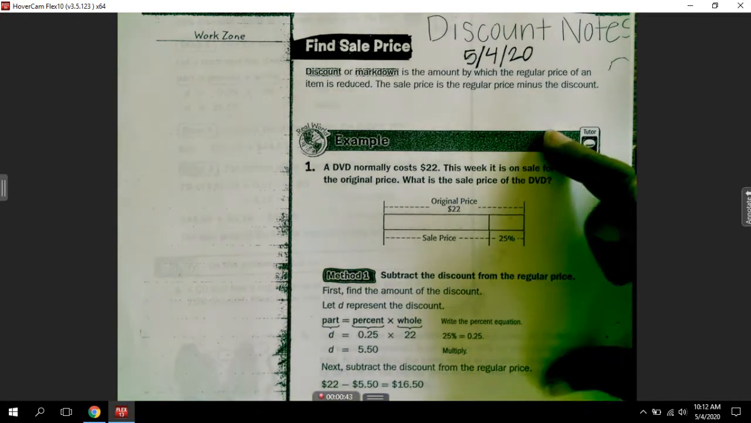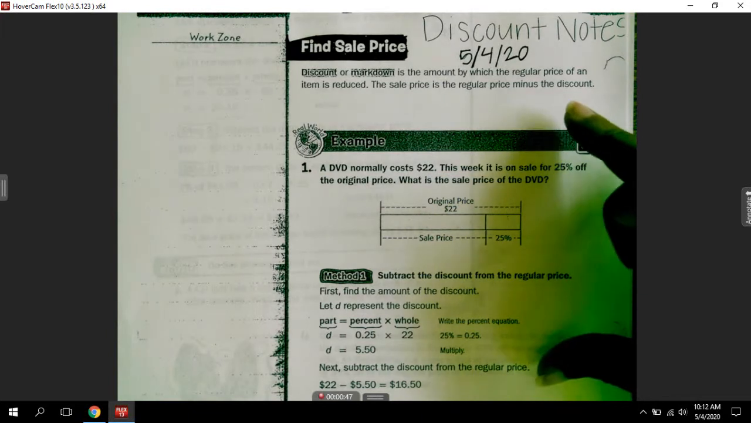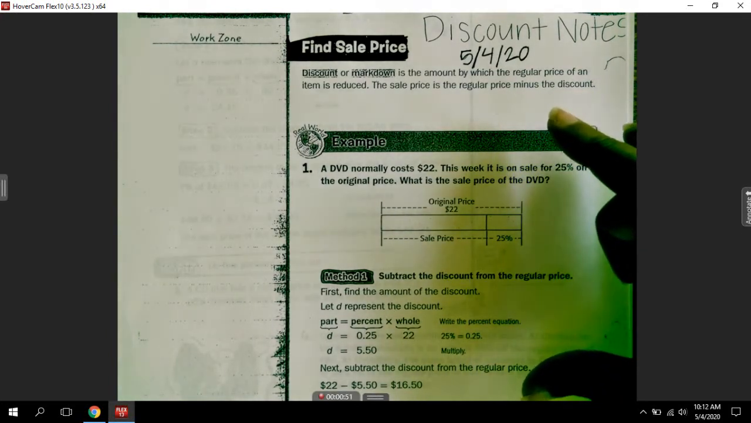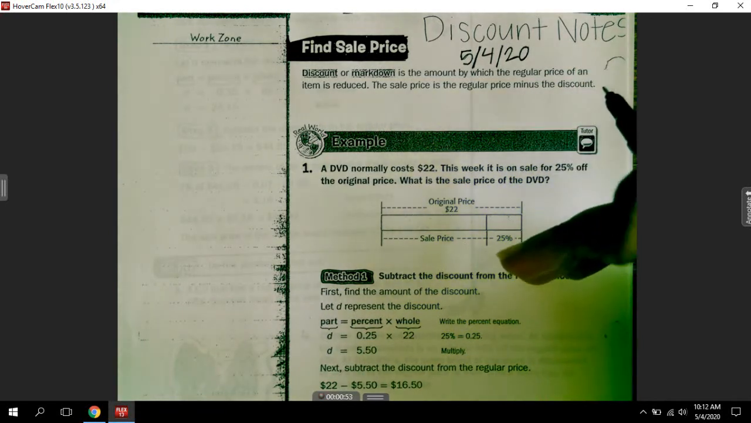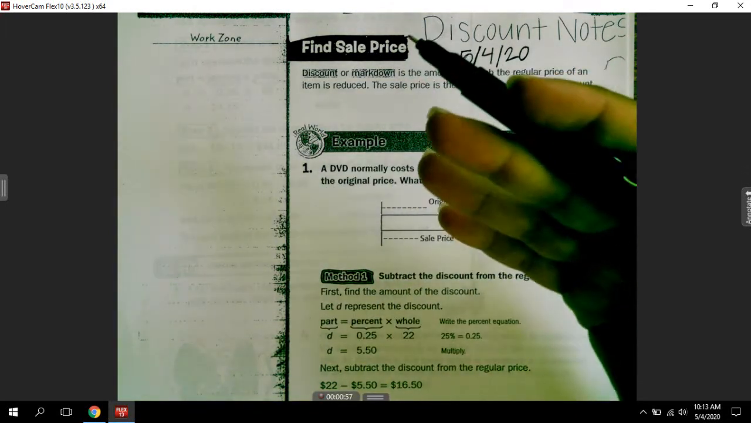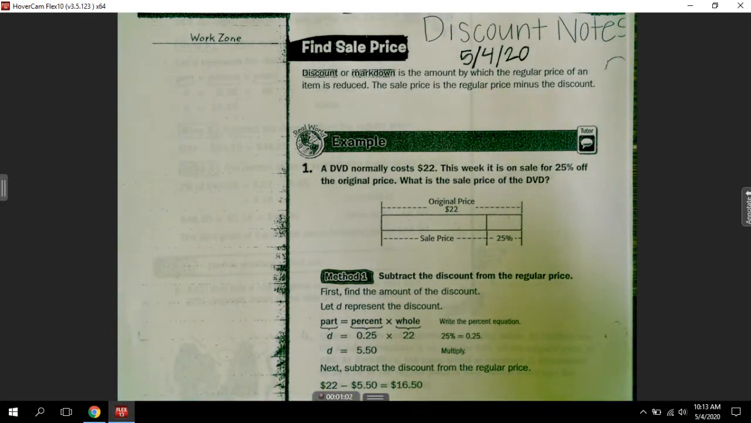So anyways, right now we're doing discount notes. Pretty similar to tax, tip, and markup, except with tax, tip, and markup, we found the percentage and then we added it to the original price. Discount means it's on sale, so you're saving money, so that means you're going to subtract instead of add. Okay, so pretty much the same except for subtracting instead of adding.